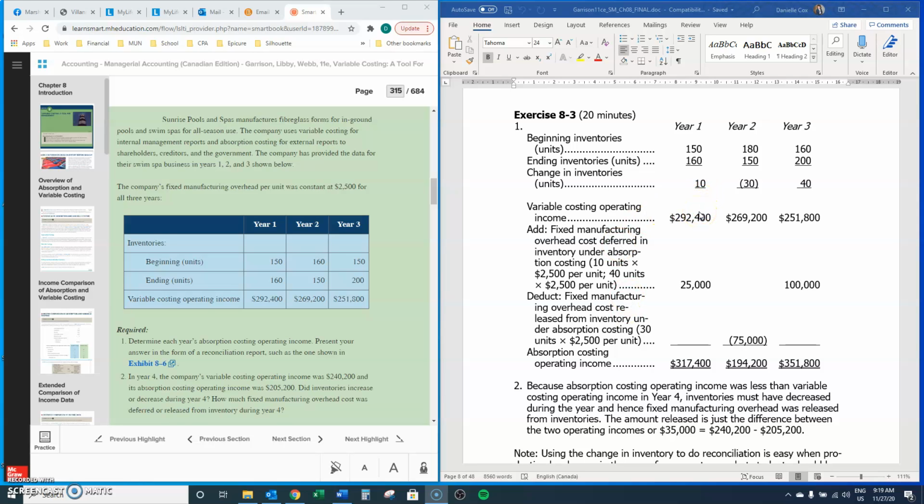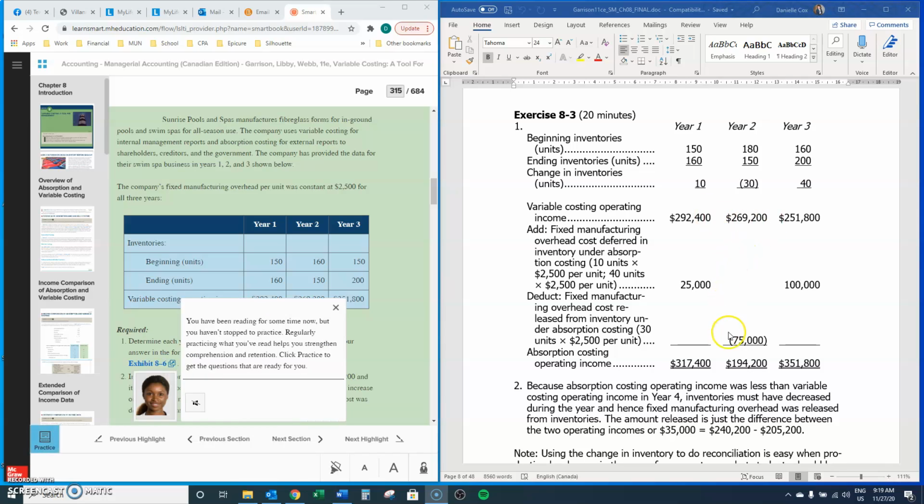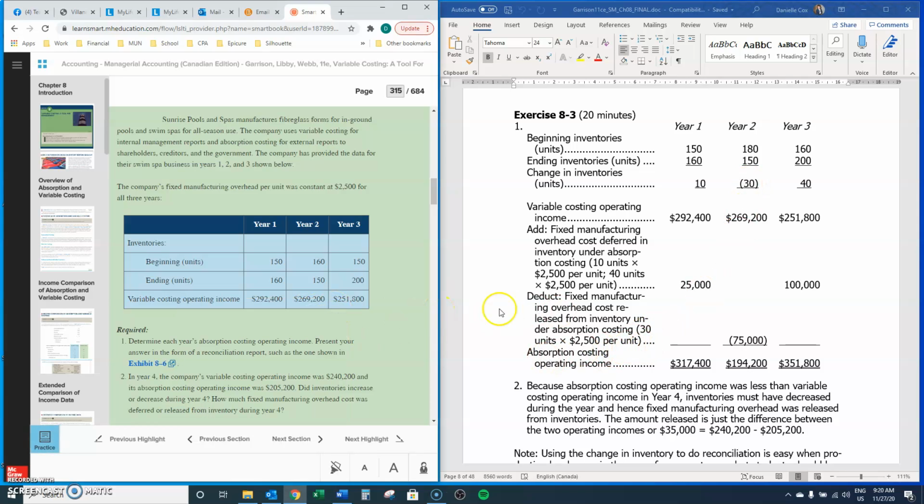If inventory increases, we're putting stuff in inventory, so some of those costs are getting deferred in inventory. If our inventory shrinks, stuff is coming out of inventory, which means costs are being released. If it comes out, it's being released from inventory. If it goes in inventory, it's being deferred in the inventory. The only difference is here they're taking the 30 units times the 2,500 per unit, where in actuality it's 10 units times the 2,500 per unit, but it's still the same step, just the wrong number here.